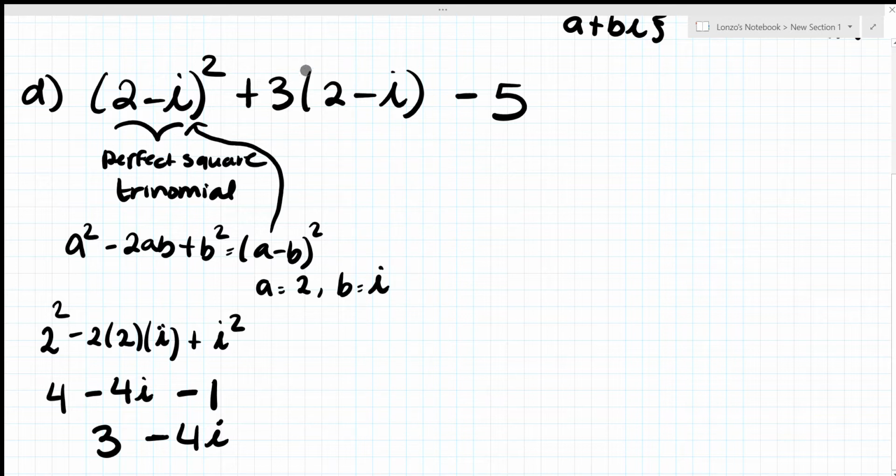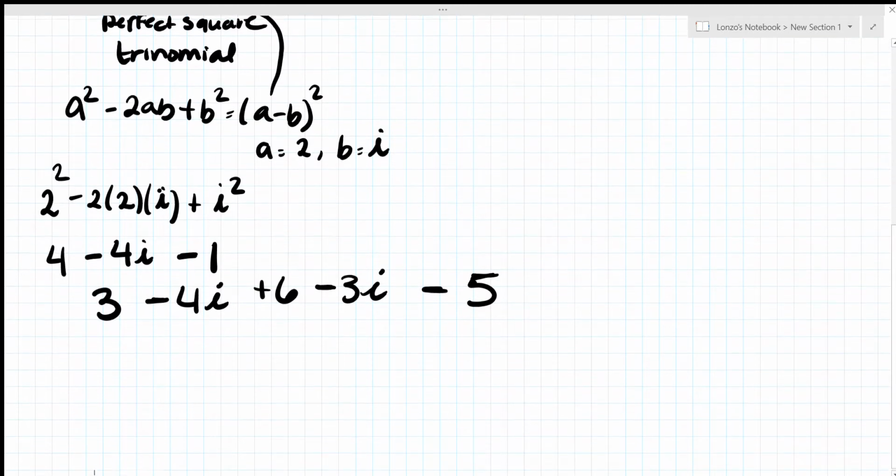We got to FOIL this out, right? So 3 times 2 is 6. And then 3 times negative i is negative 3i. Good. And then we don't do anything with this, so we just bring it down, so it's just negative 5i. Negative 5, not 5i. Now we just collect like terms.